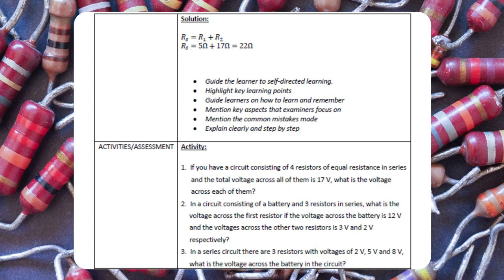3. In a series circuit there are 3 resistors with voltages of 2 V, 5 V and 8 V. What is the voltage across the battery in the circuit?